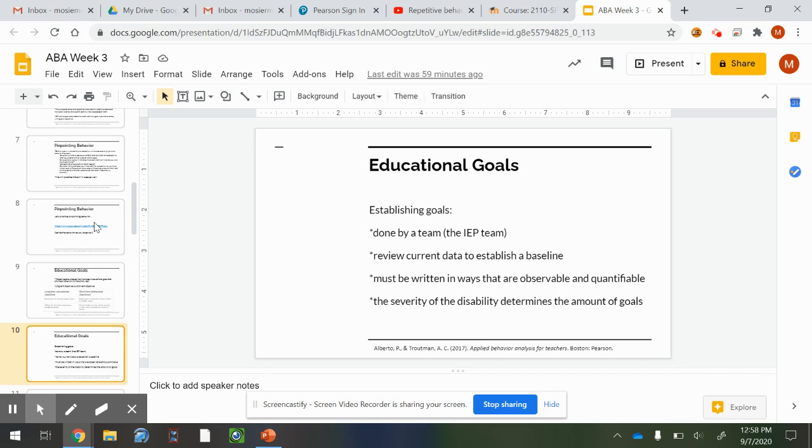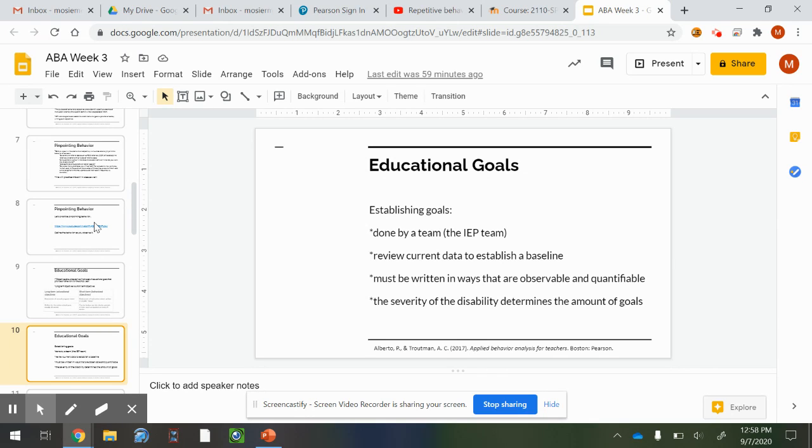We review current data to establish a baseline, so that is also done by the team. Goals must be written in ways that are observable and quantifiable, so we have to be able to see them and we have to be able to monitor them. And the severity of the disability determines the amount of goals. So again, it may determine how the goal is monitored. It may also determine the amount of goals that a student has.